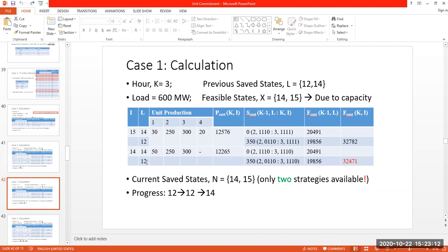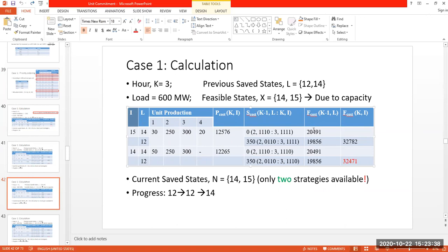So again, now the previously saved states are 12 and 14. 12 and 14 belong to L. And my current feasible states belong to I, which are the elements within X. So it is 14 and 15. So similarly, you calculate it, you fill up the blanks, and you simply calculate the remaining values.